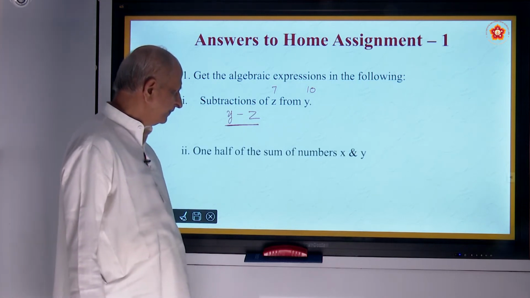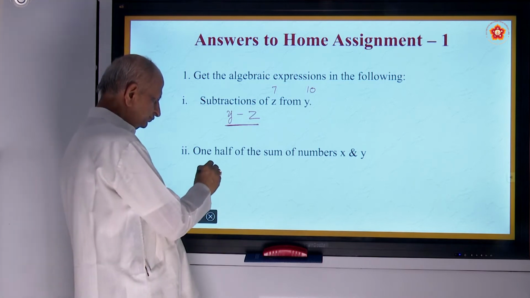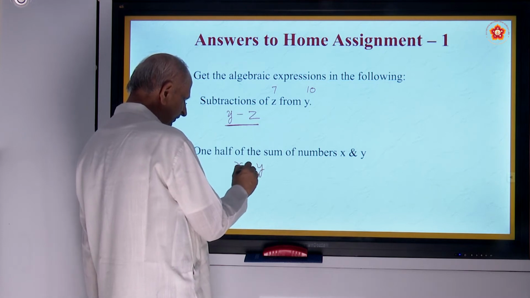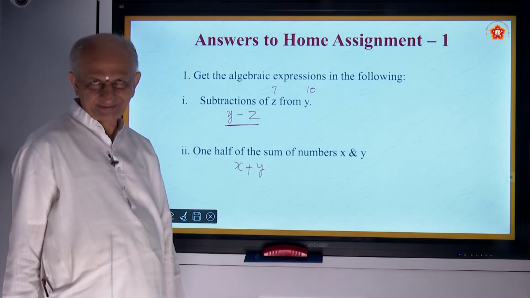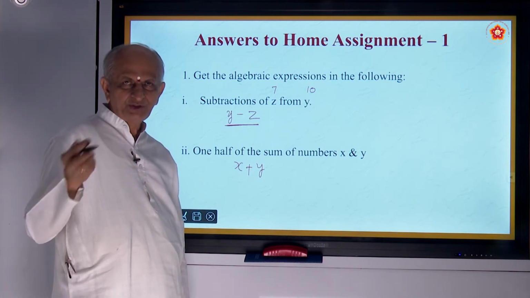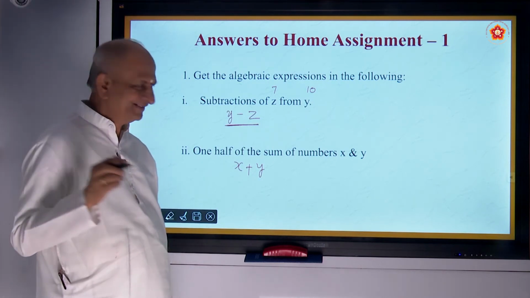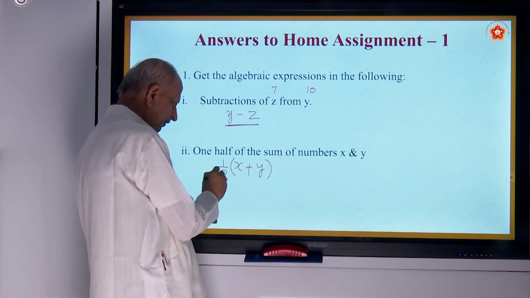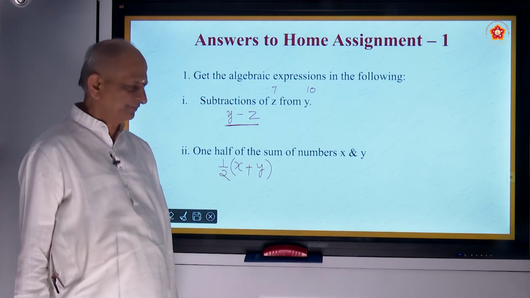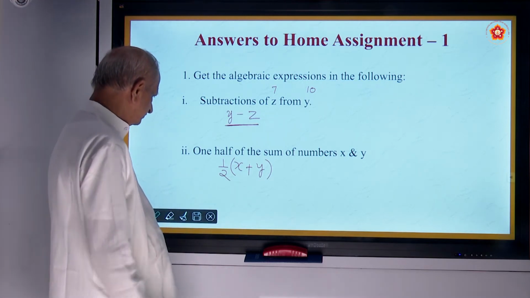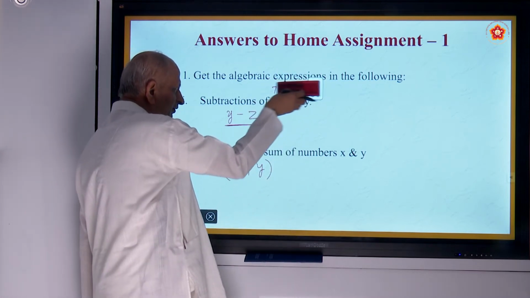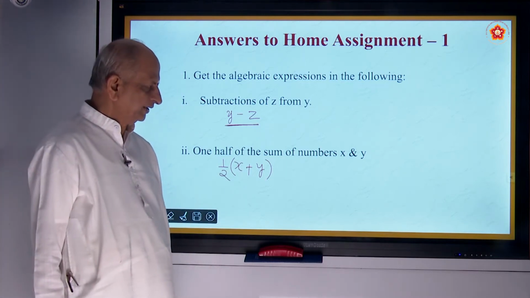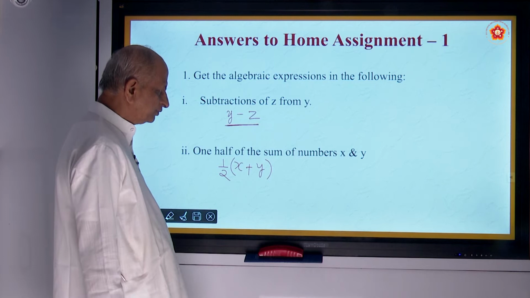1/2 of the sum of the numbers x and y. So 1/2, then the sum of the numbers x and y. What does sum mean? Plus. You can use the word add also, sum also, correct? So x plus y, half of this, it is half into (x plus y). This operation you must know how to write it. This is the first question.